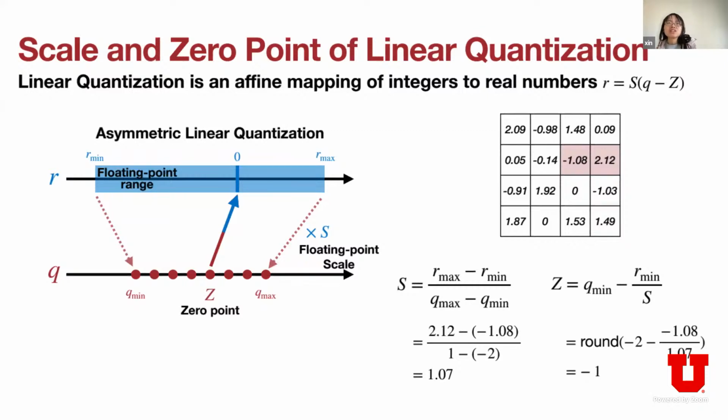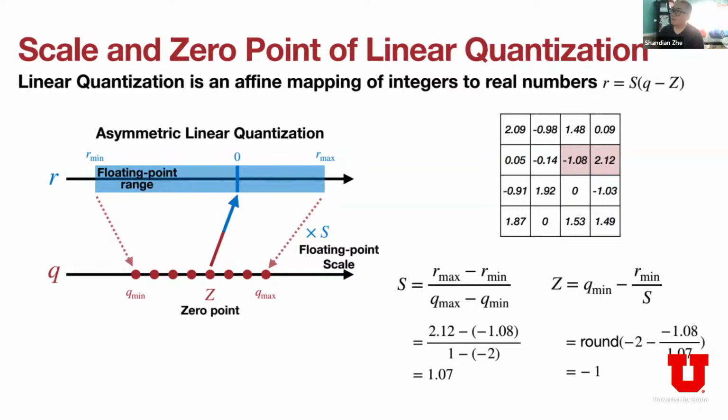So in practice, it's possible to have the R min and R max which have a similar absolute value. So for symmetric linear quantization, it is also possible to use it a lot in the real world.